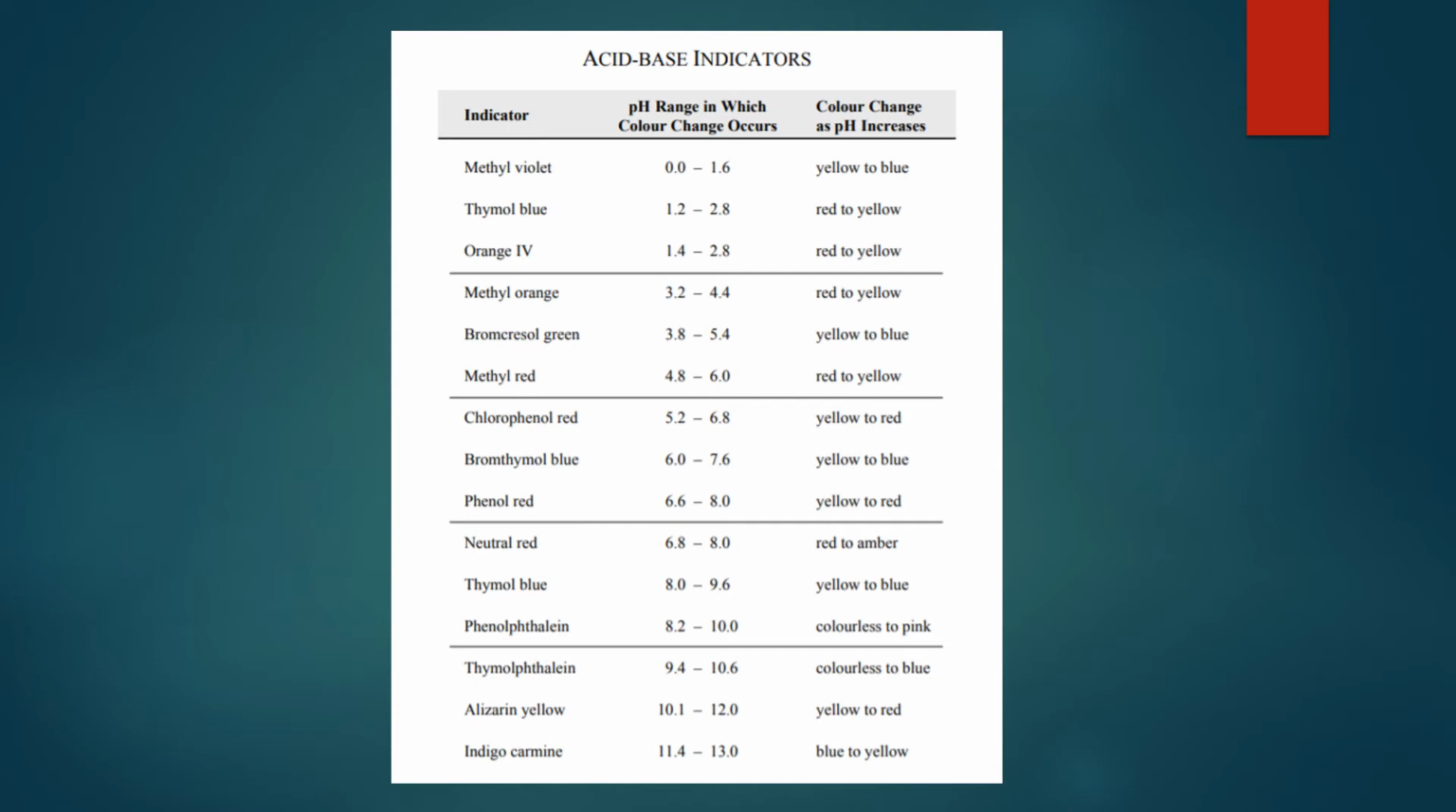Indigo carmine is very basic in which it changes color. So it is blue all the way up to a pH of 11.4 and then turns yellow at anything over a pH of 13.0. So it can be used to distinguish whether something is a very strong weak base or a weak strong base, etc. It can be used to tell your bases apart.